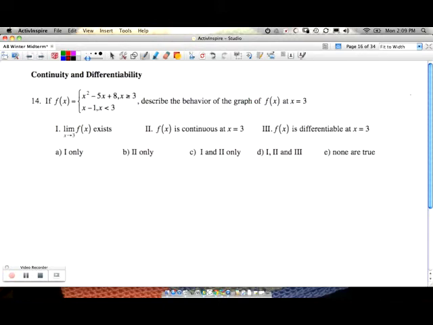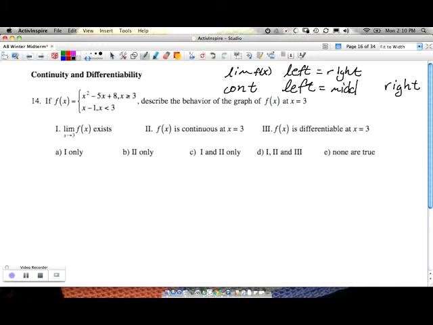Consider that. Let's look at number 14. We're going to do just a few more here. Continuity and differentiable. Describe the behavior. Okay, so we got limits, we got continuous, we got differentiable. Okay, so when we're talking about limits, that limit of f of x exists. That's really just meaning that the left side equals the right side. When we're talking about continuous, that means the left equals the right, but it also means that the middle is included in that. Remember, when we're talking about left, it's kind of like less than a. Right is greater than a. Left is less than that value, right is greater than that value, but middle is when it's equal to that value.